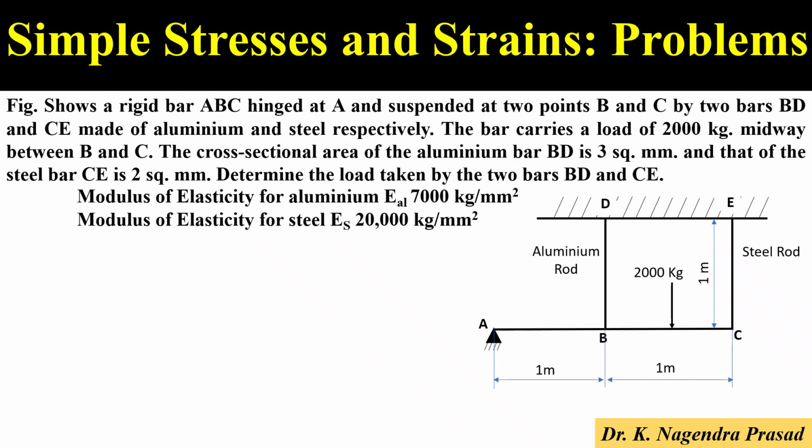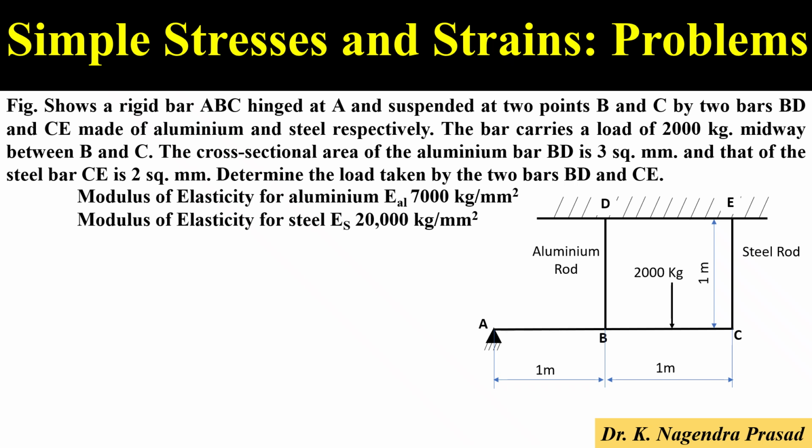So here it is given the hinged bar ABC. It is a rigid bar hinged at the point A, and the bar ABC is suspended by two rods. One is the aluminium rod BD, another one is the steel rod CE, and the load is applied on the hinged bar ABC. So 2000 kgs, that is at the midpoint between B and C.